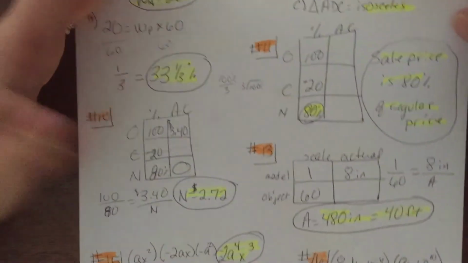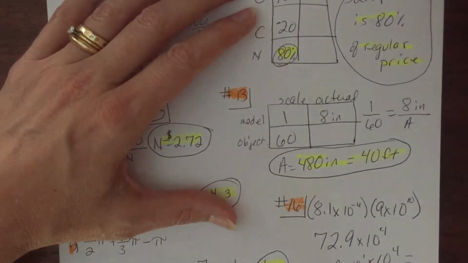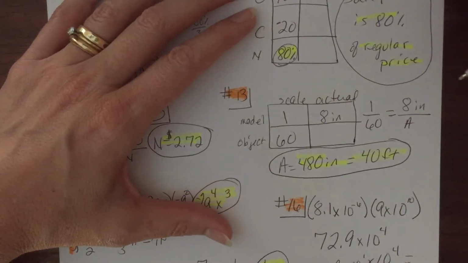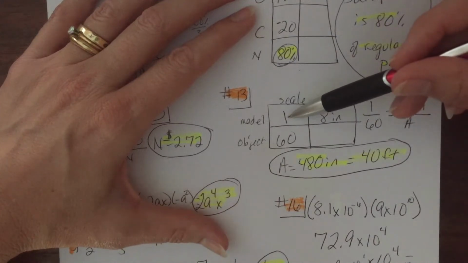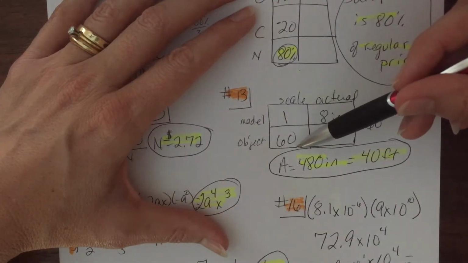Number 13. Okay, this is one of our new types of problems. Use a ratio box to solve the problem on a 1 to 60 scale model airplane. That means 1 unit, whether it's inches or whatever, on the model is equal to 60 on the actual airplane, okay?